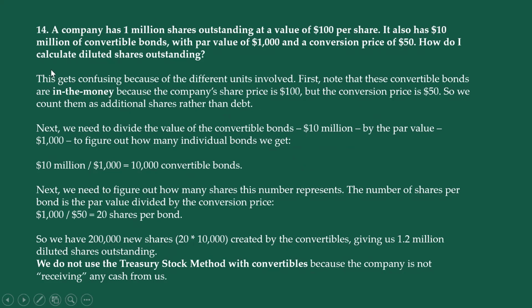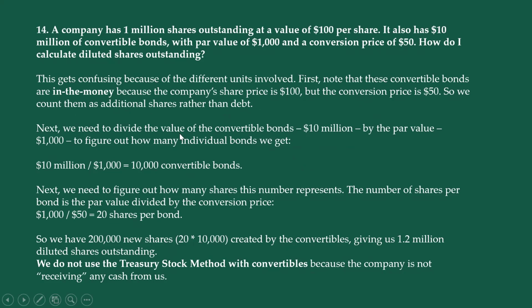So let's read the explanation given by the company. This gets confusing because of different units involved. First we need to note that these convertible bonds are in the money because the company's share price is 100, but the conversion price is 50. So we can count them as additional shares rather than debt.